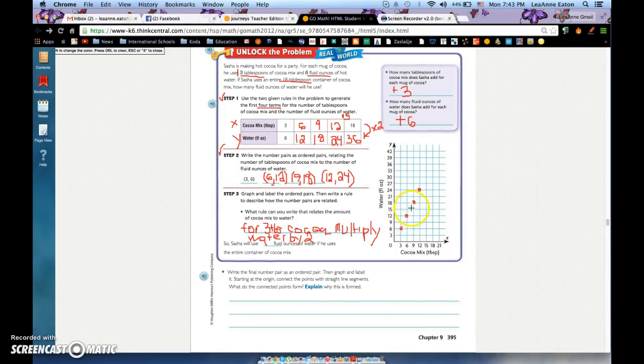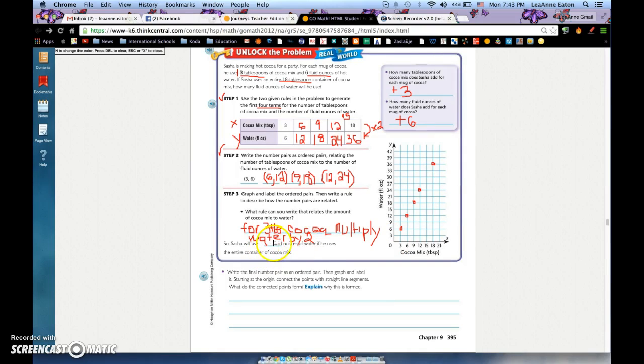And you see how we get this pattern? It's the same distance between each interval, which makes sense because we said each time we're multiplying it by 2. And then our last one is (18, 36). Okay.